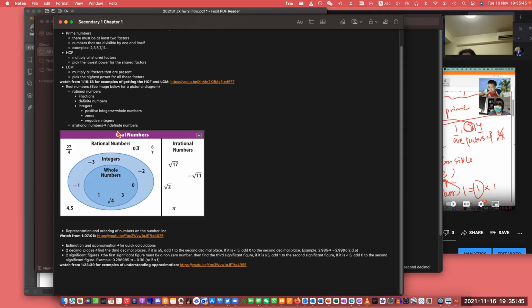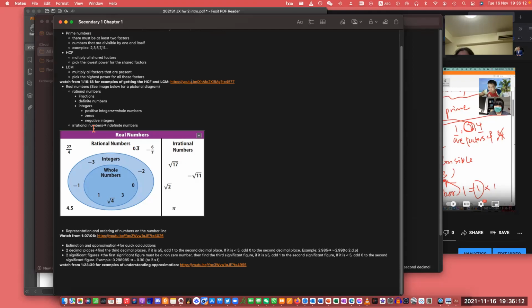And next, under real numbers, you split into rational numbers here and irrational numbers here. For irrational numbers, here are some examples. Pi is an irrational number because it's indefinite. It's 3.1415 and so on, non-stop. That's why you need to learn irrational numbers, so that you know how to represent them.